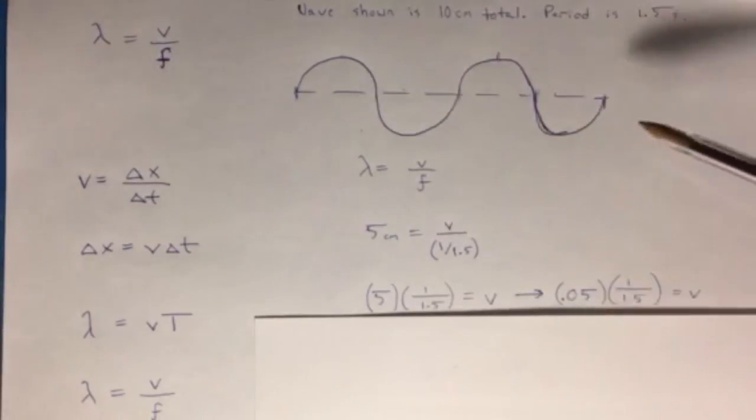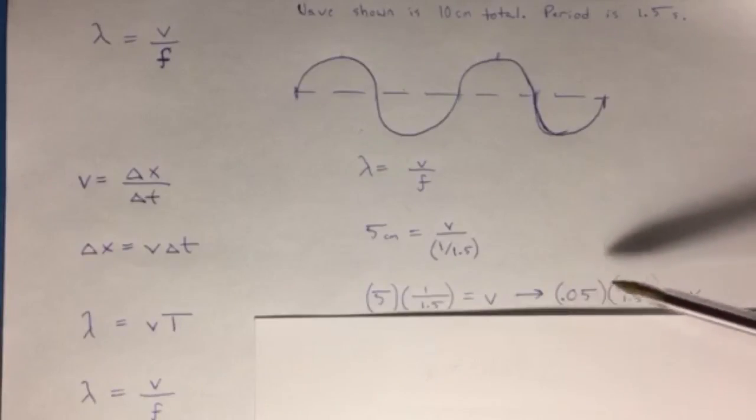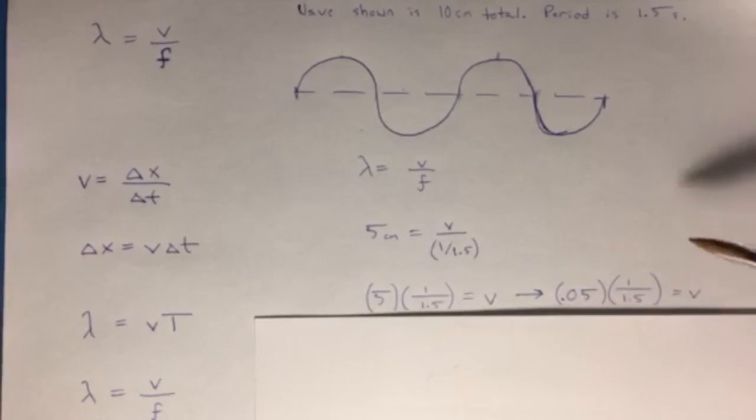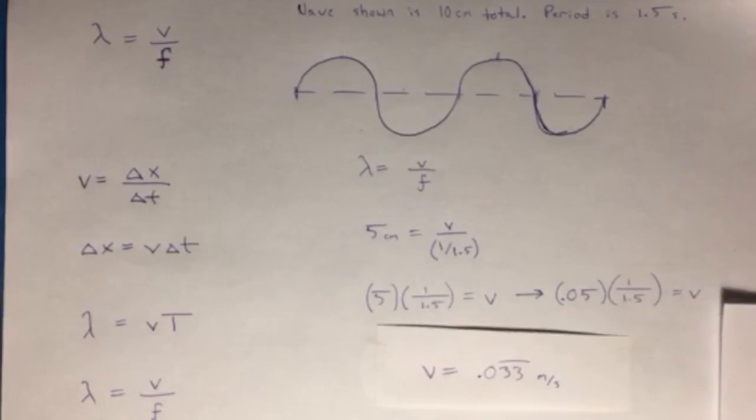We should probably be working in meters, so we will convert to meters, which is 0.05 meters is 5 centimeters, times that same thing equals the velocity, and then our answer, pretty simple. Velocity is about 0.033 repeating meters per second. Basics of waves are pretty easy.